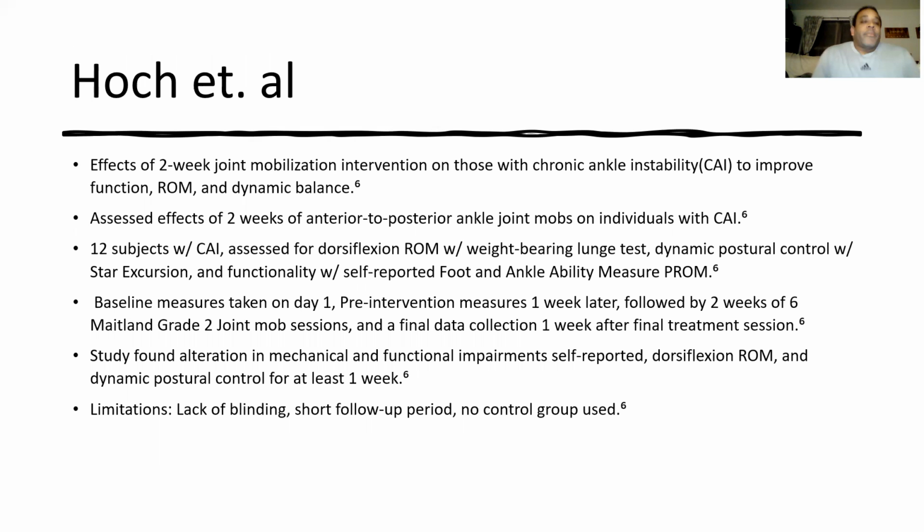Hoche et al. studied the effects of 2 weeks of joint mobilizations on those with chronic ankle instability, CAI. They used anterior to posterior joint moves on those with CAI for 2 weeks, 12 subjects. They assessed the dorsiflexion range of motion with the weight bearing lunge test, dynamic postural control with the star excursion test, and functionality with the self-reported foot and ankle ability measure, PROM.